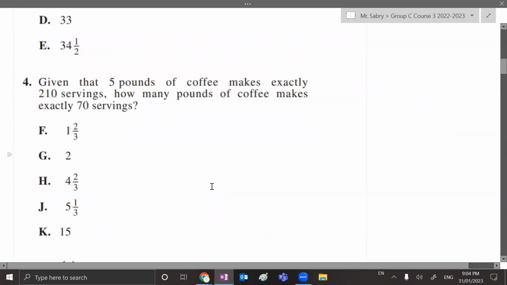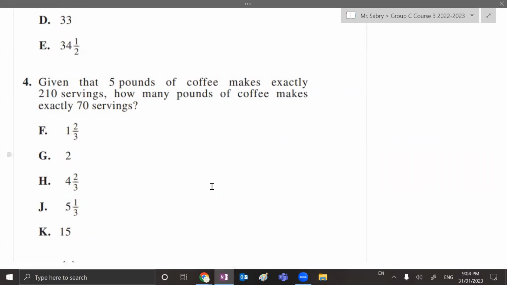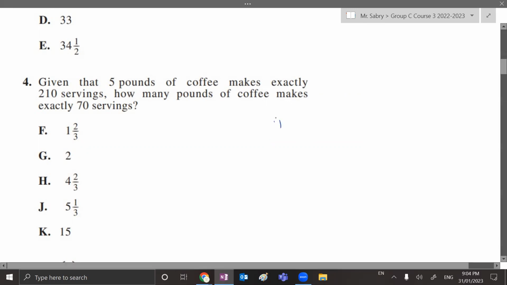Going on to number 4 quickly. Given that 5 pounds of coffee makes exactly 210 servings, how many pounds of coffee makes exactly 7 servings? This type of question, you have one full piece of information and then another half information there. This is a cross multiplication question. We have mainly pounds of coffee and we have number of servings.